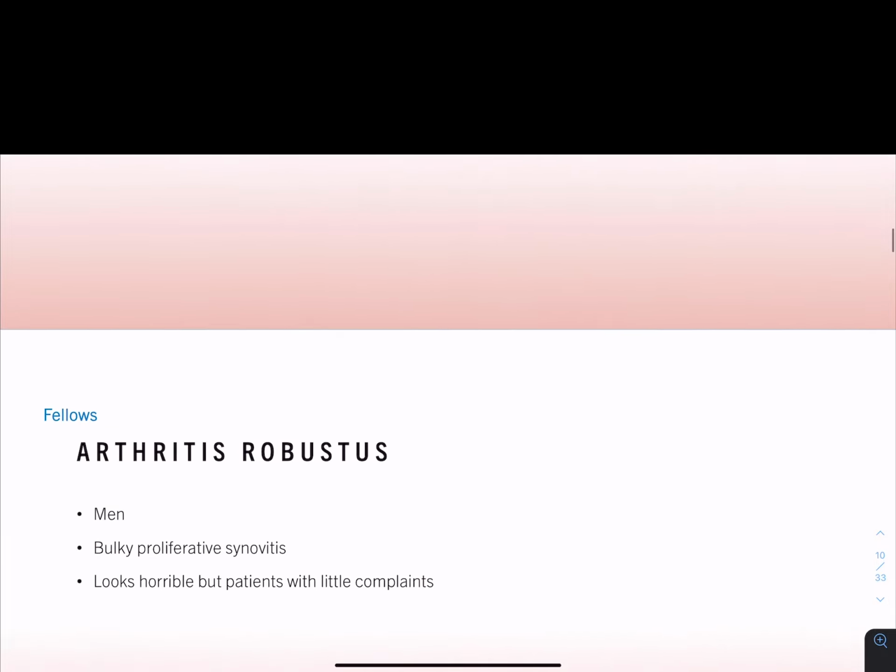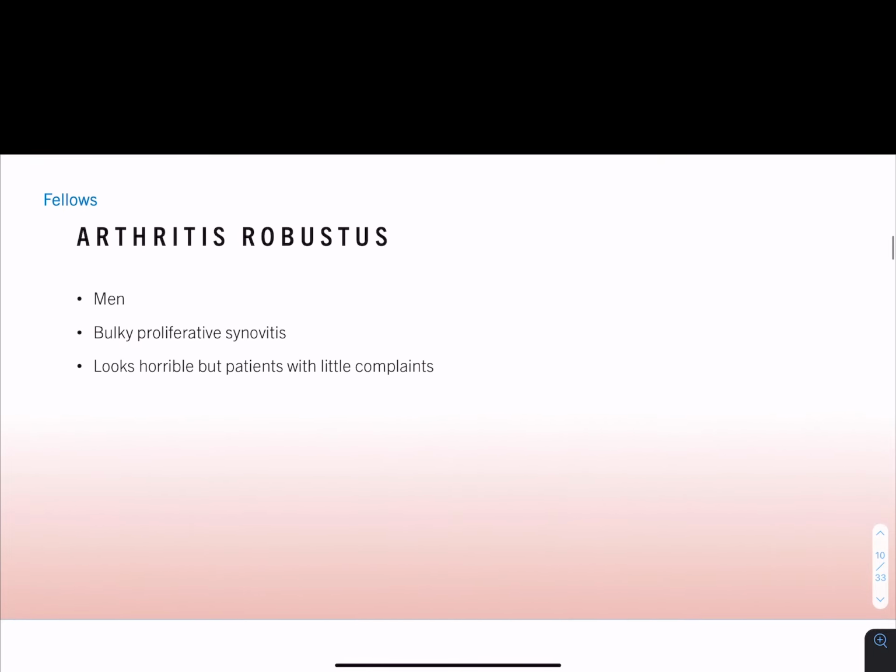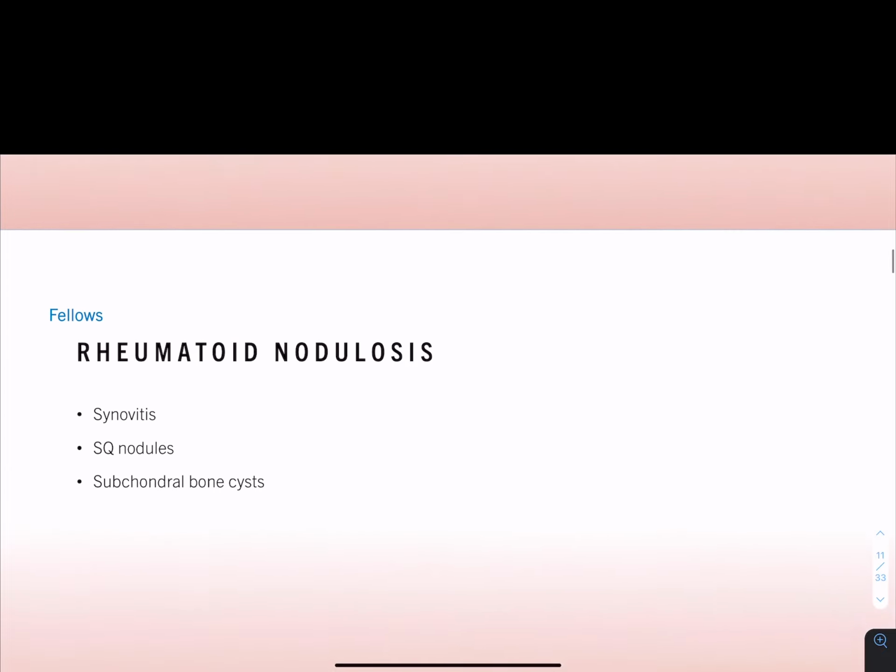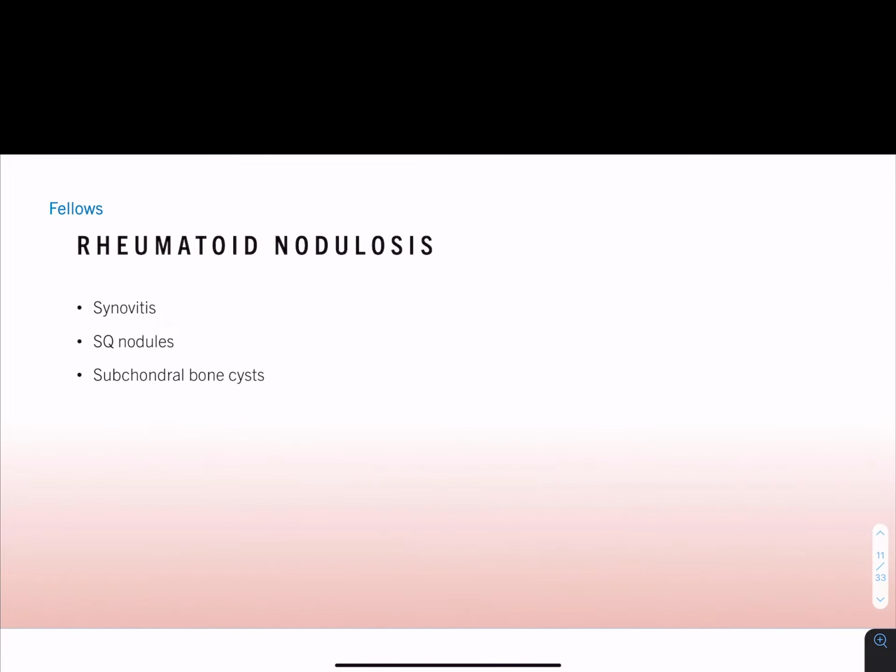Arthritis robustus is a very impressive type of rheumatoid arthritis that presents usually in men. What's unique about this type of arthritis is that during a physical exam, patients will present with a very bulky proliferative synovitis that appears severe, but they often report very few complaints themselves. Lastly, rheumatoid nodulosis is the type of rheumatoid with painful synovitis involving various joints with subacute nodules and subchondral bone cysts on x-rays.